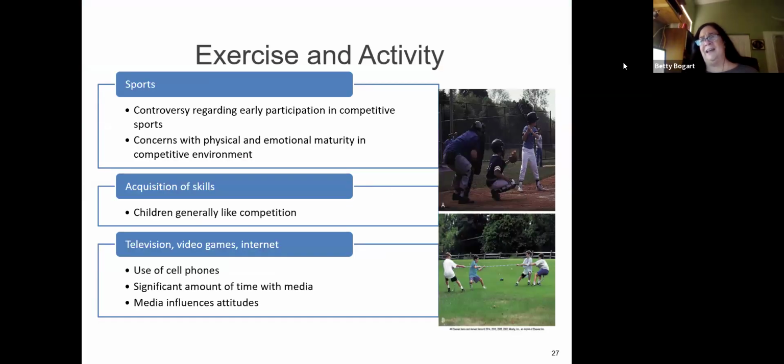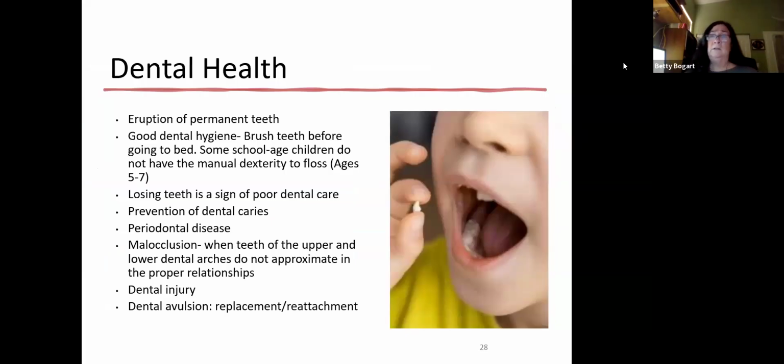As I said, sports and whatnot, they're good. They love competition. They love it. But again, you have to be careful with physical and emotional maturity in competition. You're going to have bullies. You're going to have parents that are really strong. So again, parents need to be involved in that. We know that during the school age years, children have more interest in cell phones and getting on social media and looking up all that stuff on all of the sites that are out there, Instagram and Snapchat, and I have no clue what else is out there.